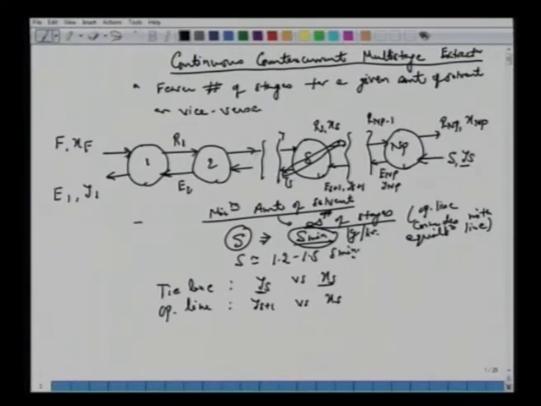If you have the stage number n here, the leaving streams have Yn, Xn, and here we have Yn plus 1, capital N here, if you are counting from the top to the bottom. All right. So similarly, the liquid which comes here is Xn minus 1.